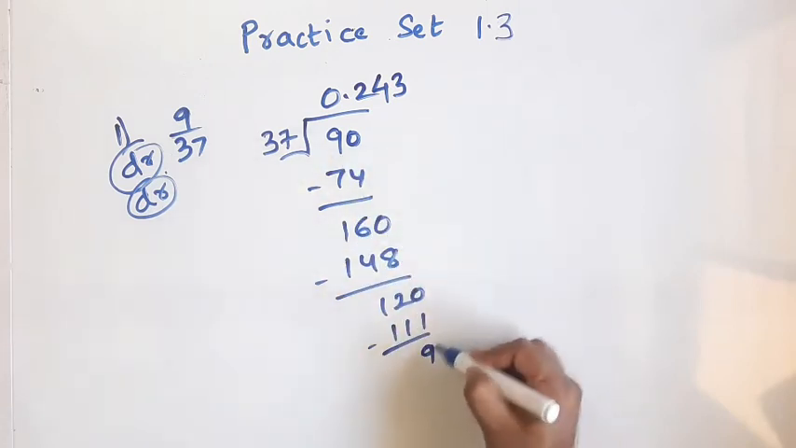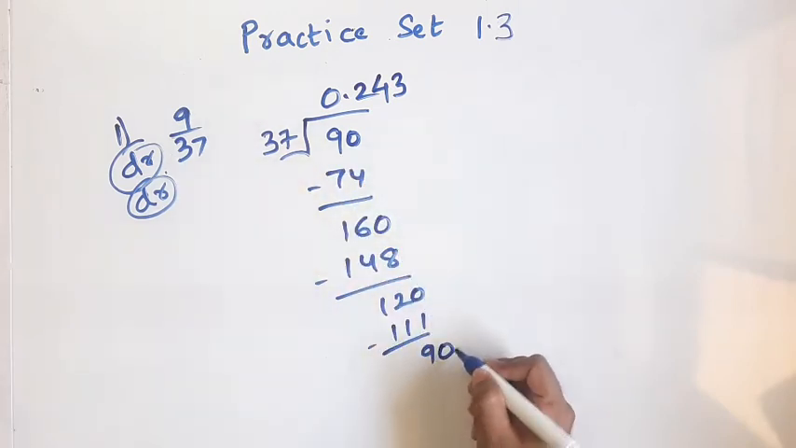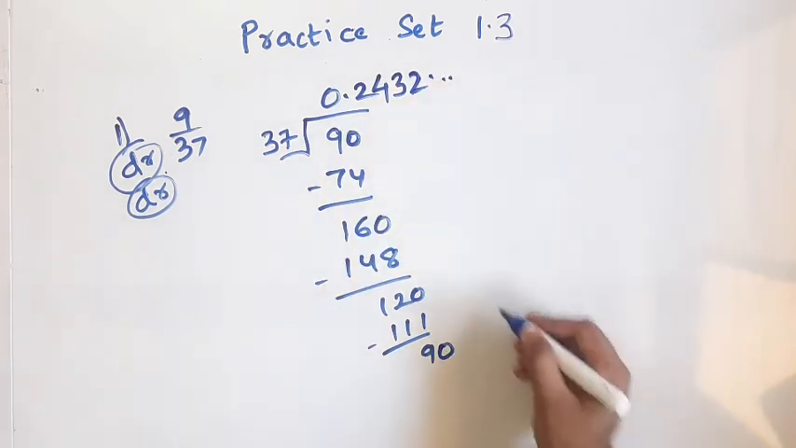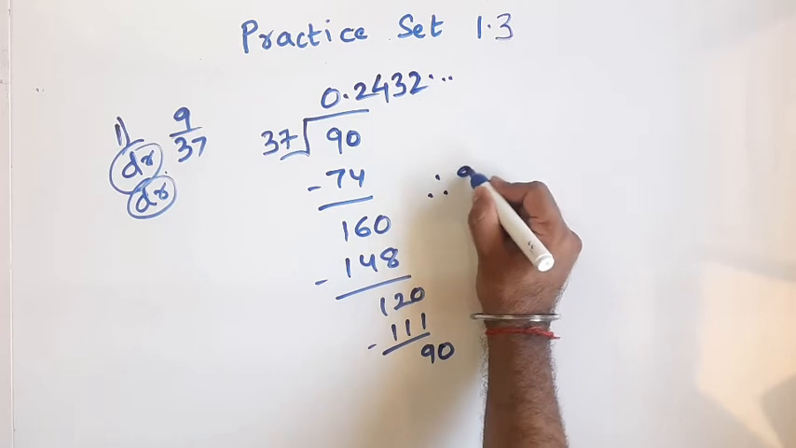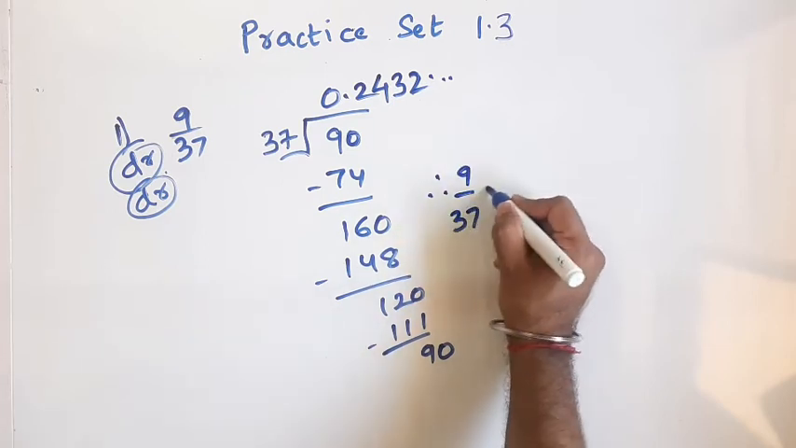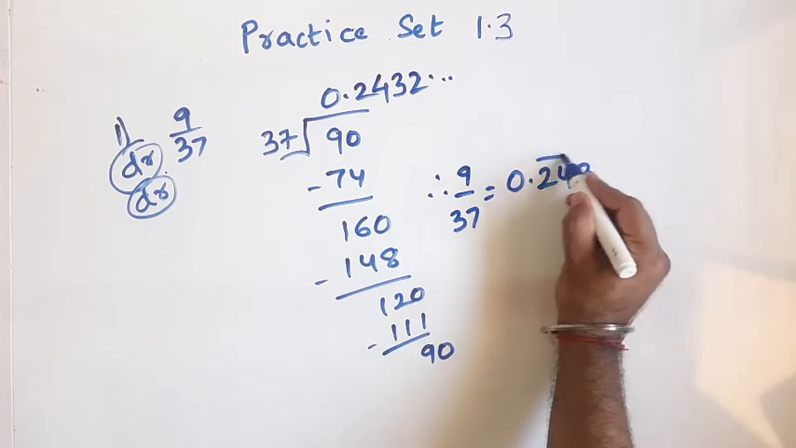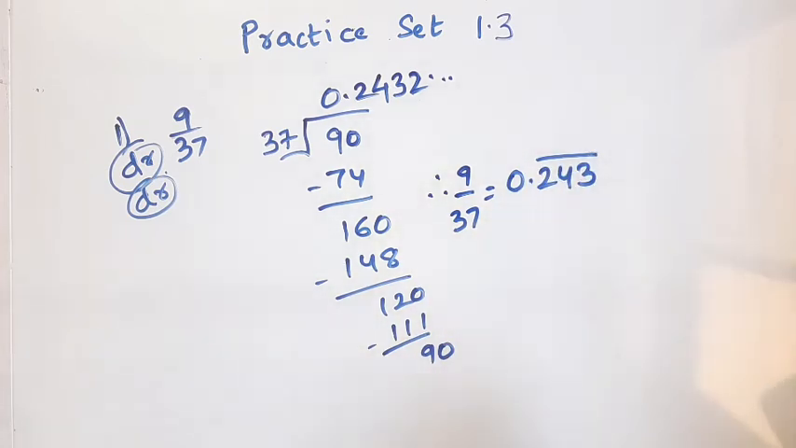I am here now. Again I am here. So I'll put a 0. Then again I'll get 2 and likewise. So therefore I can write 9 by 37 equals 0.243 recurring. These three numbers will get repeated. So remember this. One more sum we'll do.